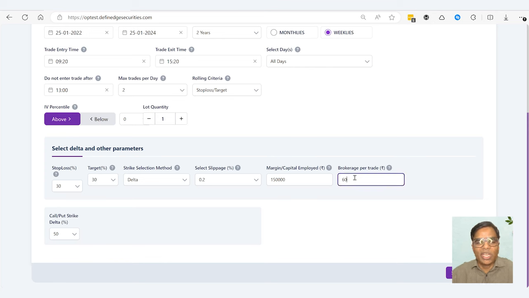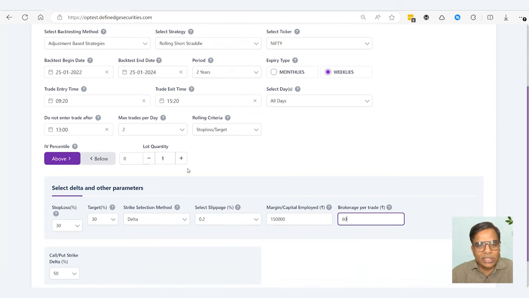Now how much brokerage is required per trade? For example, for entering a short straddle and exiting a short straddle, you have two legs, so two trades, right? So 60 rupees for entry and exit for two legs. Again, you can change this as per the brokerage that you encounter with your broker. All right. So these are the criteria. And the lot quantity is one, so one call leg and one put leg that we short.